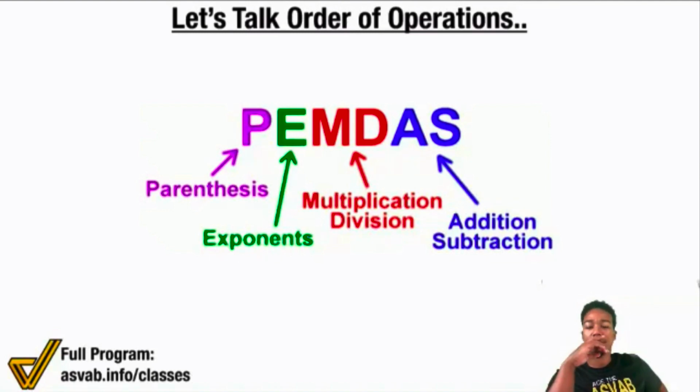All right. So it doesn't matter the order. If the question has the exponents first, you're going to do the exponents first. And then if it has the parentheses second, then you do the parentheses second. So you have to go in order.